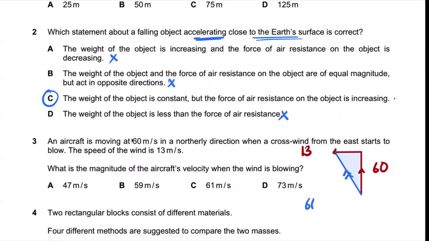So it's going to be the square root of 60 squared plus 13 squared. So let's do that. This turns out to be 61.39, so 61.